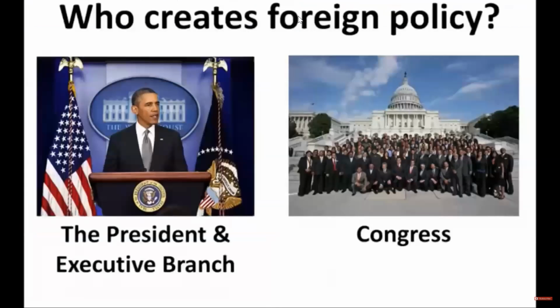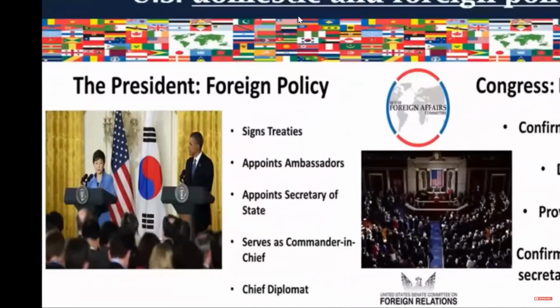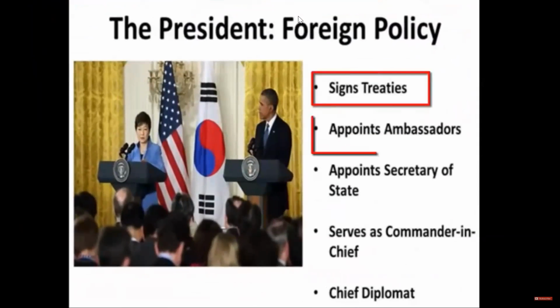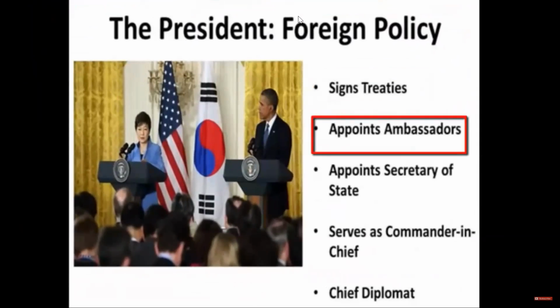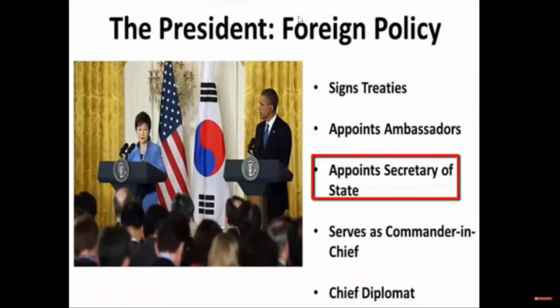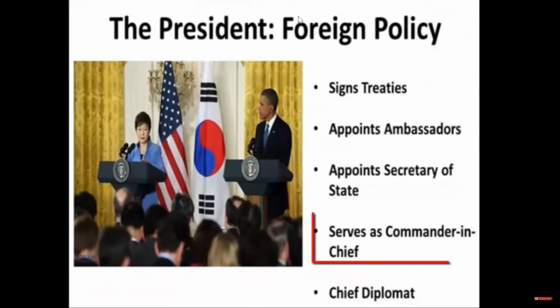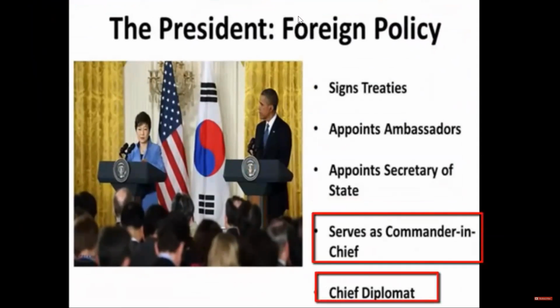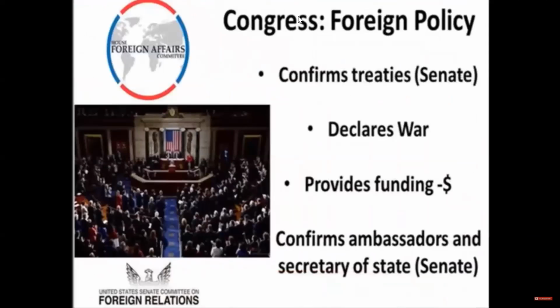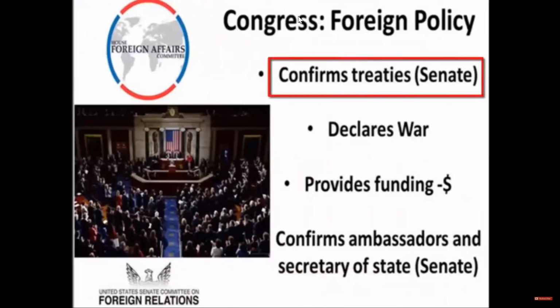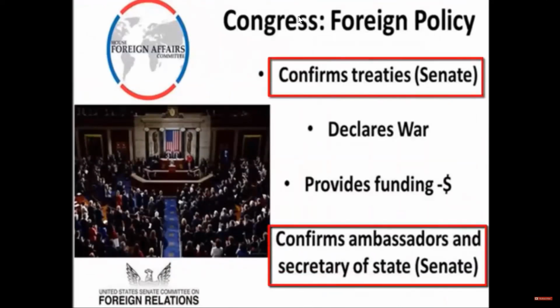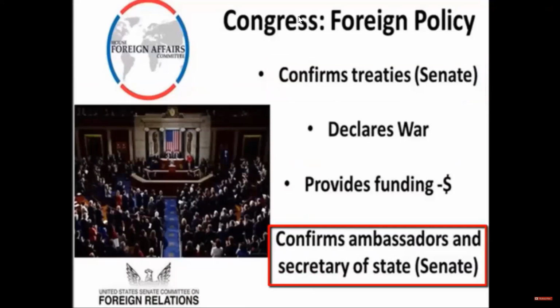What part of the government deals with foreign policy? Well, you remember the president and Congress are in charge of setting foreign policy. The president signs treaties, appoints ambassadors who are representatives to other countries, appoints the Secretary of State, who is the president's chief advisor on international events. The president serves as the commander-in-chief of the military and the chief diplomat to meet with foreign leaders. The president must work with Congress for these policies. The Senate confirms treaties or agreements with other countries and confirms ambassadors and the Secretary of State. That's a big test question.